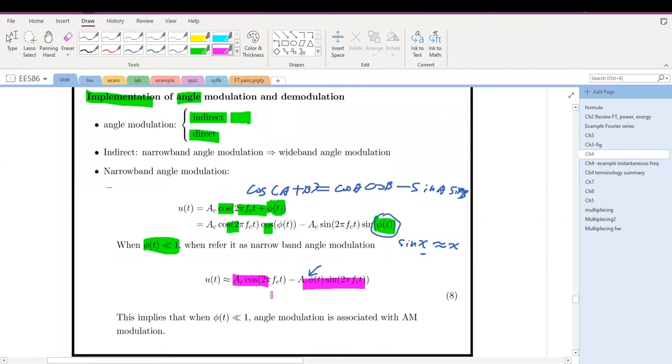If we look at this, this is AM modulation, so we use AM modulation as the first step. This step generates a narrowband angle modulation. The name narrowband comes from phi of t being very, very small. After that, we expand it to wideband angle modulation. We use a frequency multiplier, then multiply by the carrier. That's the indirect method. In this video, we focus on the direct method.